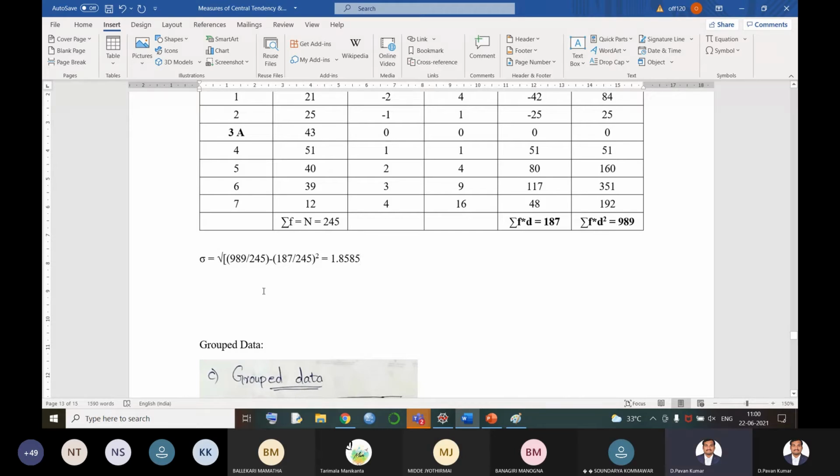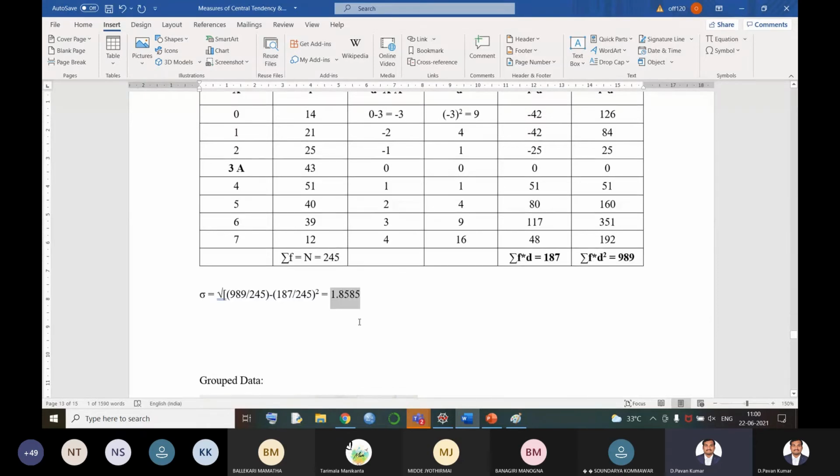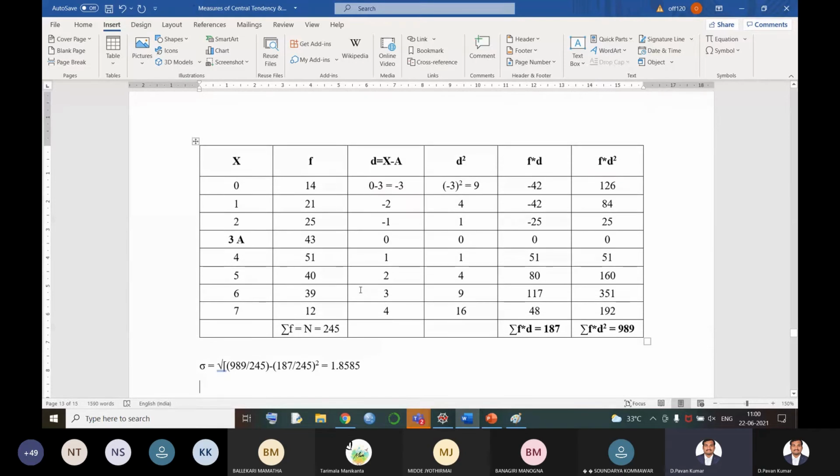Okay, fine. So the standard deviation of the given observations is 1.85. If someone is asking you to find out the variance, just square these answers. So you'll get the answer of variance also. Okay, this is how we find out the answer. This is the answer for ungrouped data.